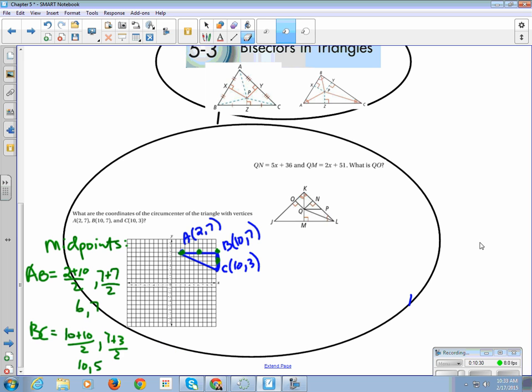And then C and D, or C and A. Correct letters down. So we're going to add the x's together. Once again, this is the midpoint theorem. Add the y's together. And divide both of those by 2. 12 divided by 2 is 6. 7 plus 3 is 10 divided by 2. So this is 6 and 5.